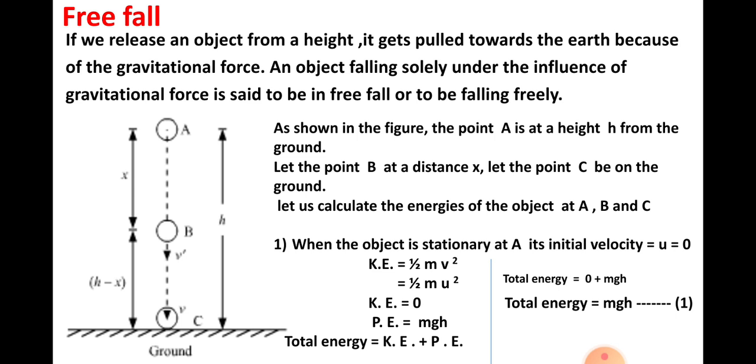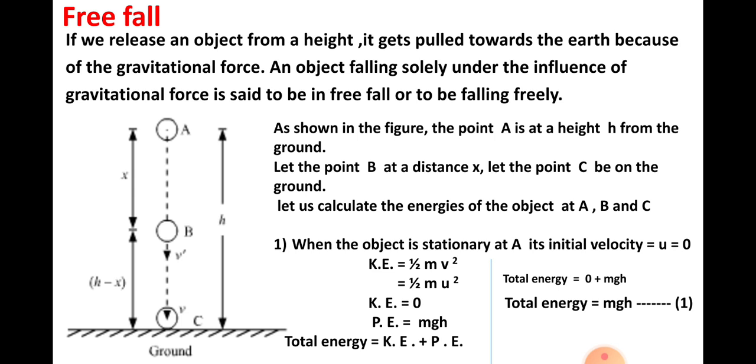So first, when the object is stationary at point A, its initial velocity, that is u, is equal to 0. From the formula we have in the previous part of the lesson, kinetic energy is equal to 1/2 mv². So here the kinetic energy for the initial velocity is 1/2 mu². As u is equal to 0, putting the value of u here, kinetic energy is equal to 0. And we know the formula of potential energy is equal to mgh.